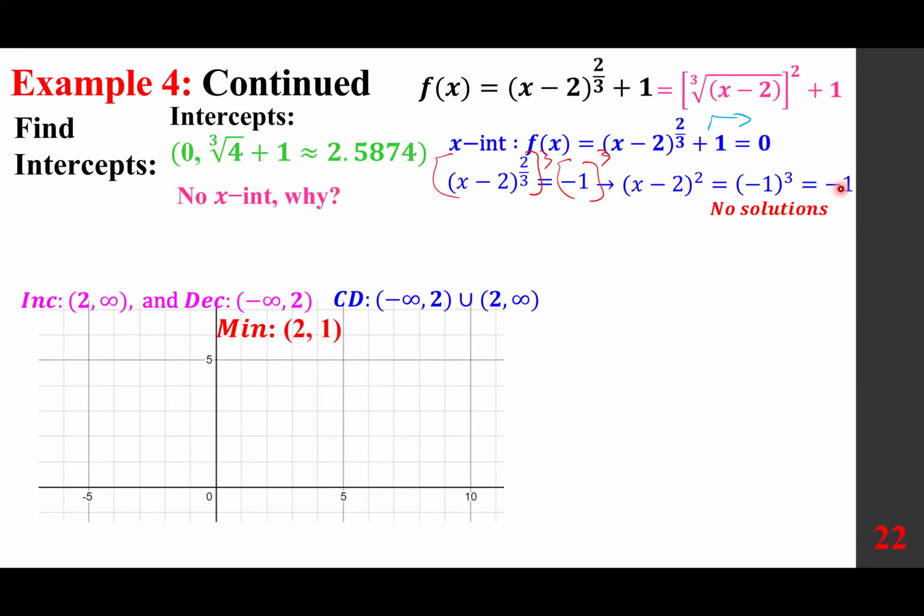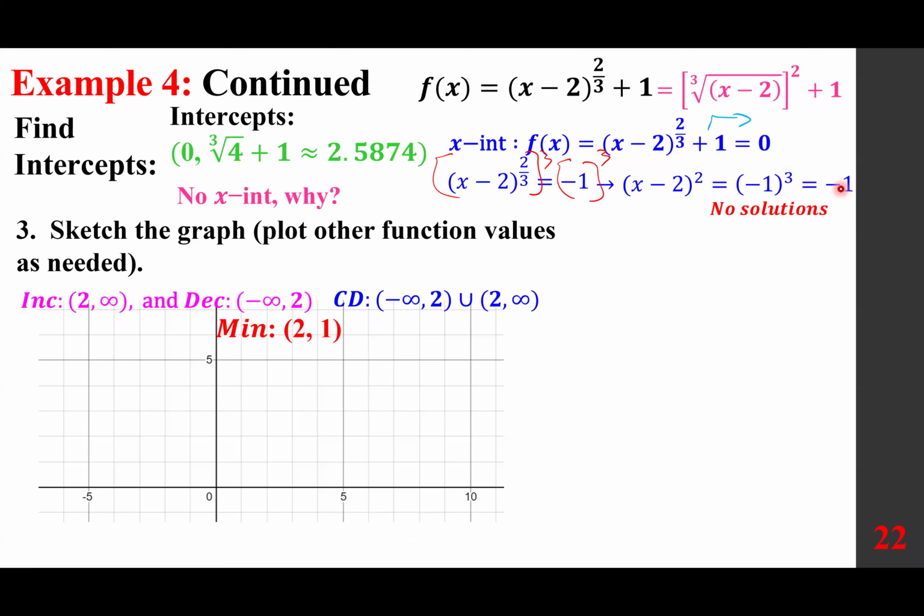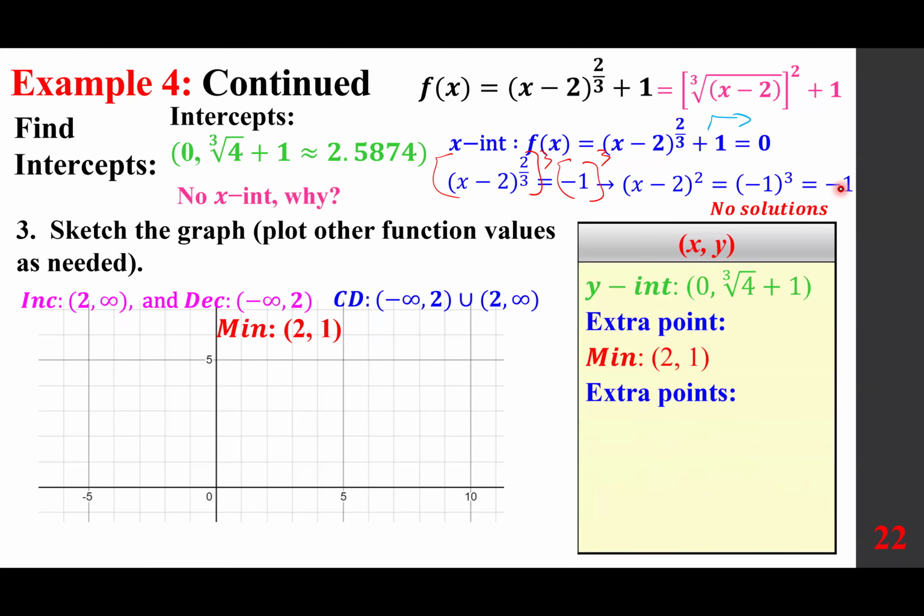Now we are ready to graph this. To graph this, first, let's have a summary table, the points that we have. The y-intercept is 0, 2.6 roughly, and the minimum is at 2, 1. Let's pick up some points. For example, if I choose x to be 1, I hope you see 1 minus 2 is negative 1. Cube root, negative 1, square it, positive 1 and 1 is 2. If I put 3, I get the same thing because 3 minus 2 is 1.